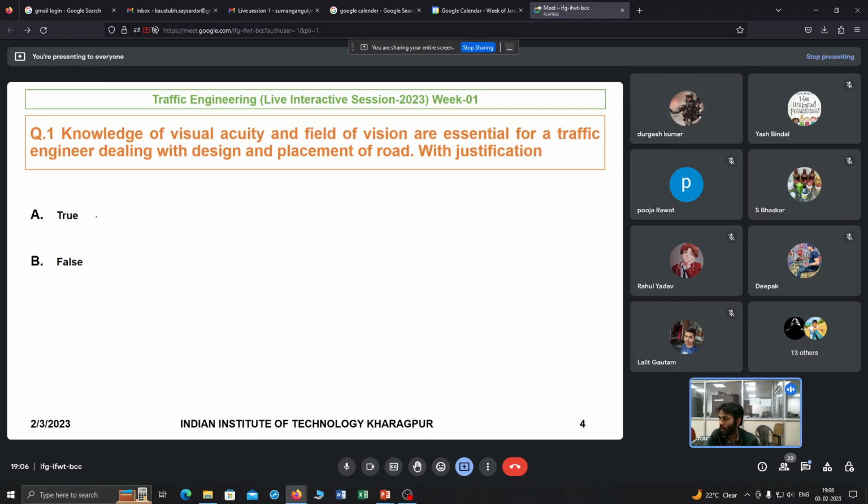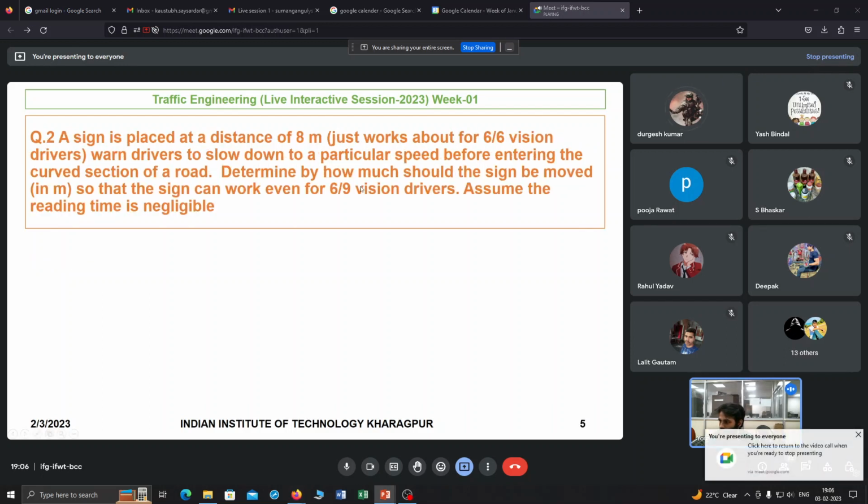So okay, now the question and answer session is this. The first question is: knowledge of visual acuity and field of vision, both of which I have discussed some time back, are essential for a traffic engineer dealing with design. There is a called design and placement of not road. It is not properly given. It should be, wait.